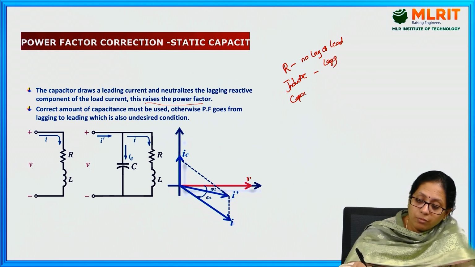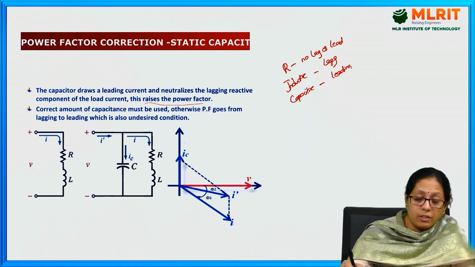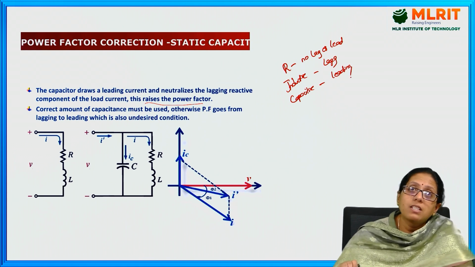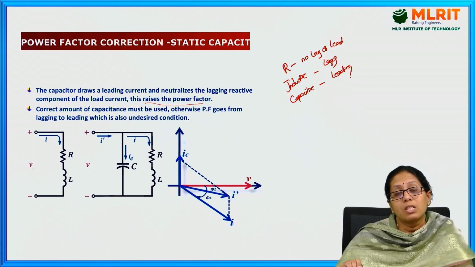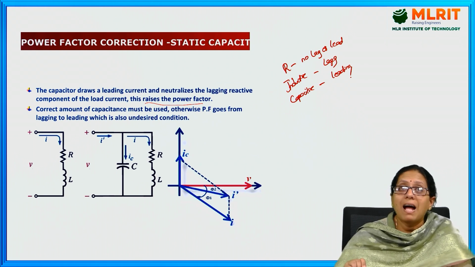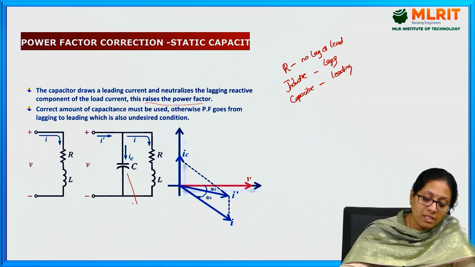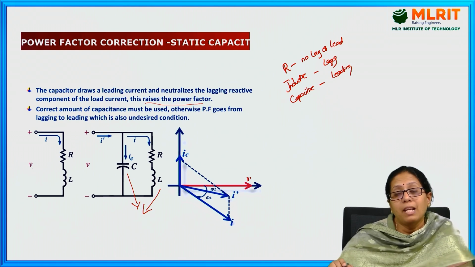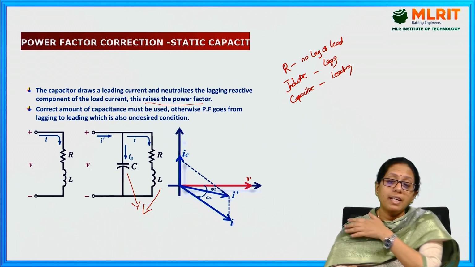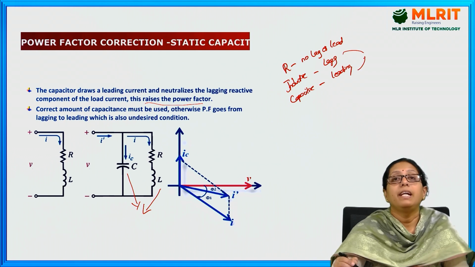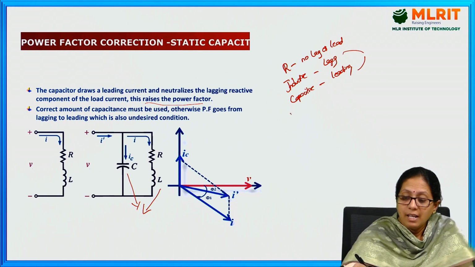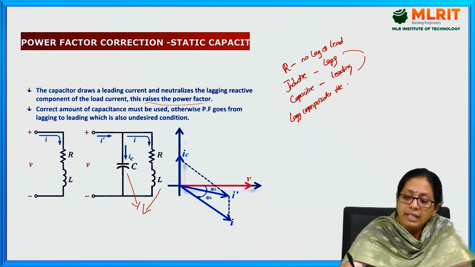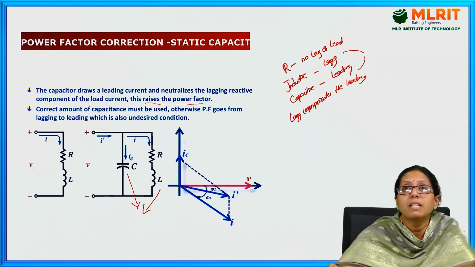Capacitive load will be having leading effect. So when the capacitive as well as inductive loads are being connected in parallel, here you can see the capacitor as well as inductor, they both are being connected in parallel. So there is a lagging effect as well as leading effect, and the lagging compensates the leading.